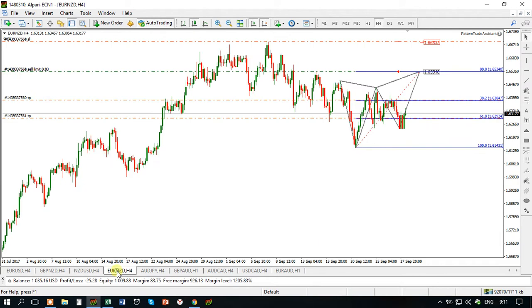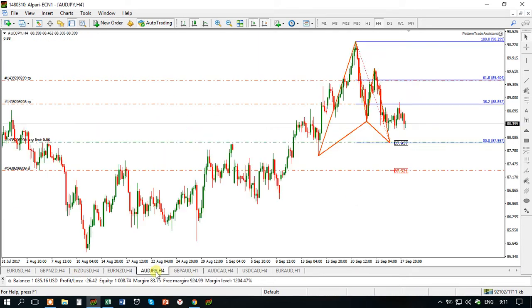Okay, let's go next. Euro New Zealand. Euro New Zealand, pretty good level of resistance. No target adjustment, yes, because we didn't have that order triggered. Pattern Trade Assistant, by the way, only deals with open orders. It doesn't deal with limit orders.